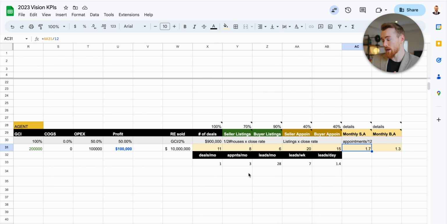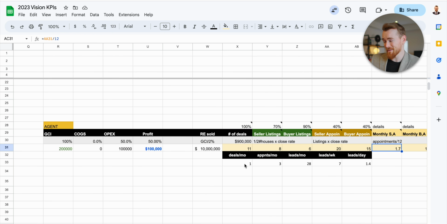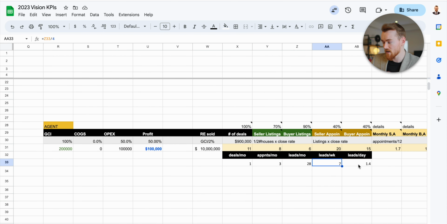All right? And then we break this down further to say, this also means you have to be closing a deal every single month to hit 11 deals. You have to do 1 every single month. You could get 1 month for free that you don't do a deal. You need to be generating 3 appointments a month. Most importantly, you need to be generating 28 leads a month, or 7 leads a week, or about a lead and a half a day.